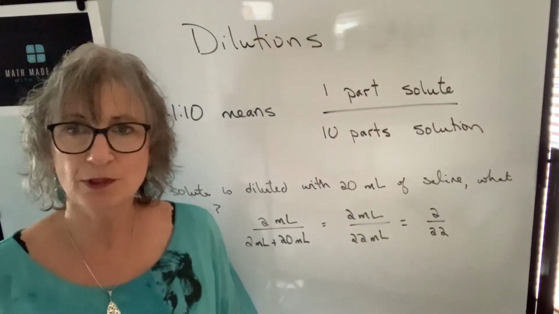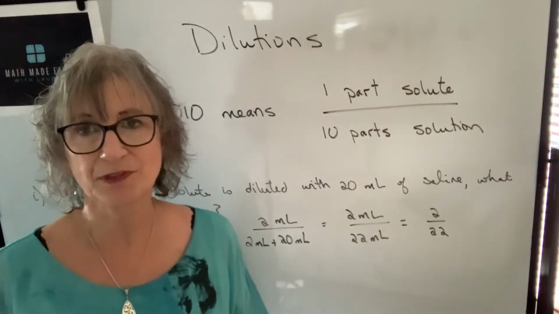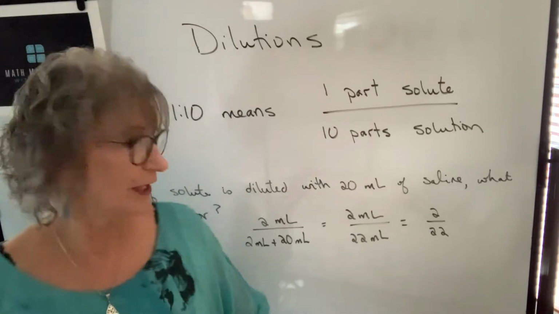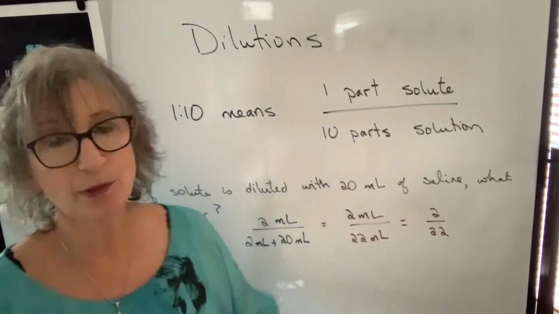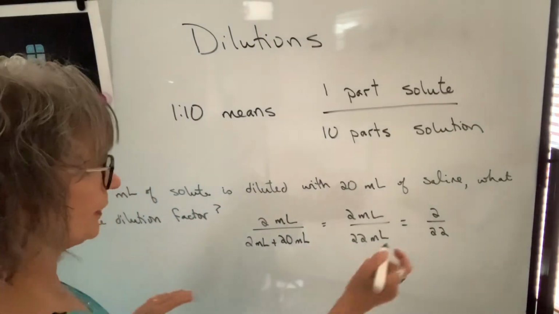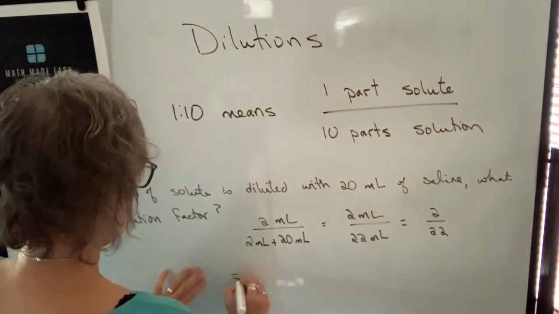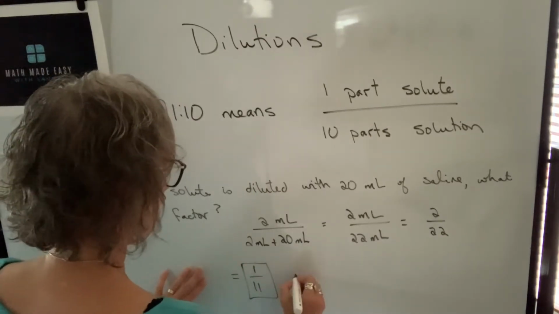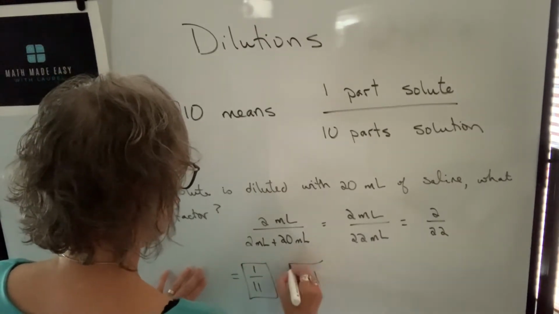And the correct way to express dilution is 1 to something. Different ways that you can find that. The simplest way is to take the denominator and divide by the numerator. So 22 divided by 2 is 11, so that will be a 1 to 11. It could be written as a fraction, or it could be written as a ratio.